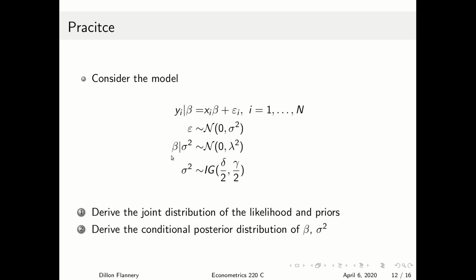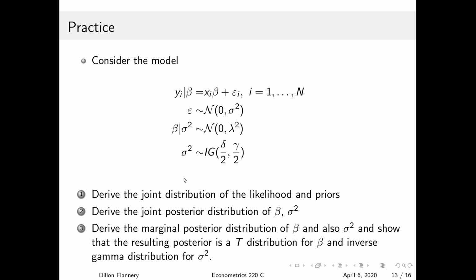One of the things you should notice about this is that beta is conditional on sigma squared, and then you have a marginal prior for sigma squared. This is an inverse gamma distribution. Try to derive the conditional posterior of beta given sigma squared and y, and of sigma squared given everything else, for these two parameters, beta and sigma squared.